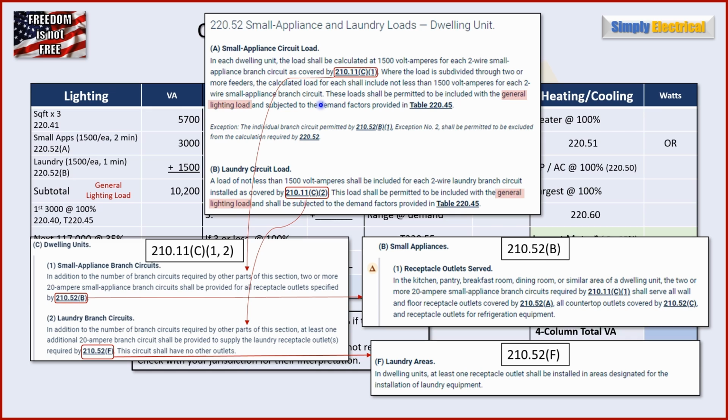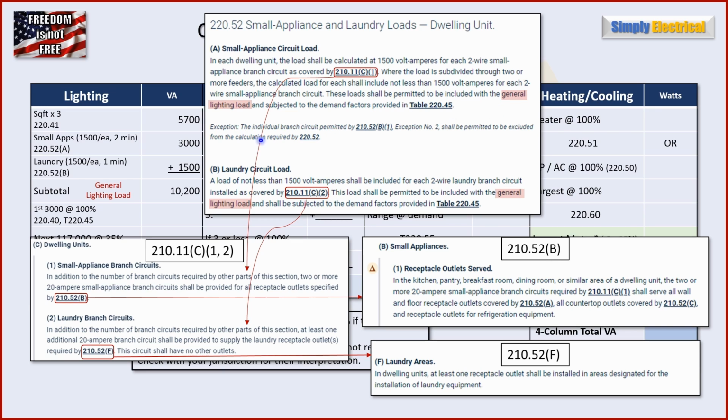It's kind of a weird deal. That's usually not an issue, but they're just kind of covering themselves by saying it's got to be this way. You got to still keep it 1500 VA per each one. These loads shall be permitted to be included in the general lighting load and subjected to the demand factors provided in table 220.45. We'll get to that in the next slide or two.